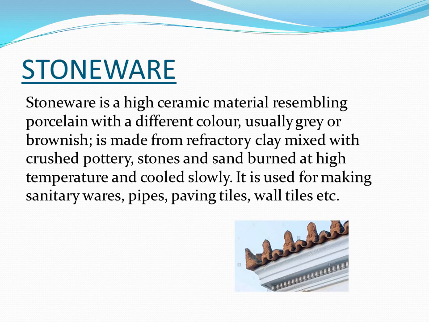Stoneware is a hard ceramic material resembling porcelain with a different color, usually grey or brownish. It is made of refractory clay mixed with crushed pottery, stones, and sand, burned at high temperature and then cooled slowly. The clay used for making stoneware consists of about 75% of silica and 25% of aluminum. Iron oxide is added to give color.